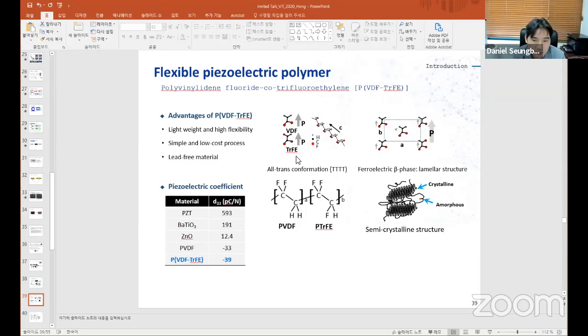for those who are new to this field, I will just glimpse over the table on the left-hand side, where you can see the typical prototypical PZT has like 593 picocoulomb per Newton, which is pretty high as a d33. But if you compare that with PVDF-TrFE, it is one order of magnitude smaller, but still larger than zinc oxide or aluminum nitride. So you can see it's in between. And it is a polymer, so you can think that this chain could be very flexible.